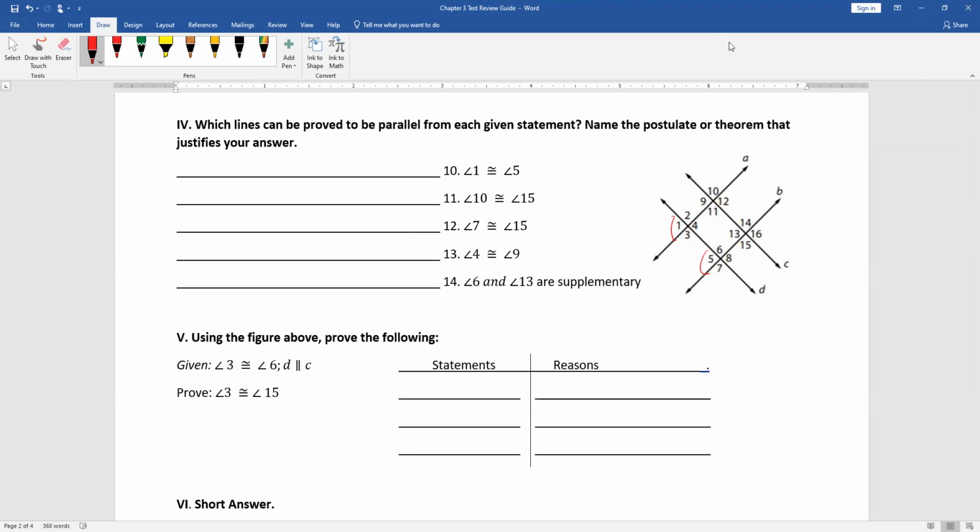There you go. A and B is what we just proved to be parallel, because if angle 1 and angle 5 are congruent, then that means A and B have the exact same slope. They're perfectly parallel. What postulate tells you that, Andrew?